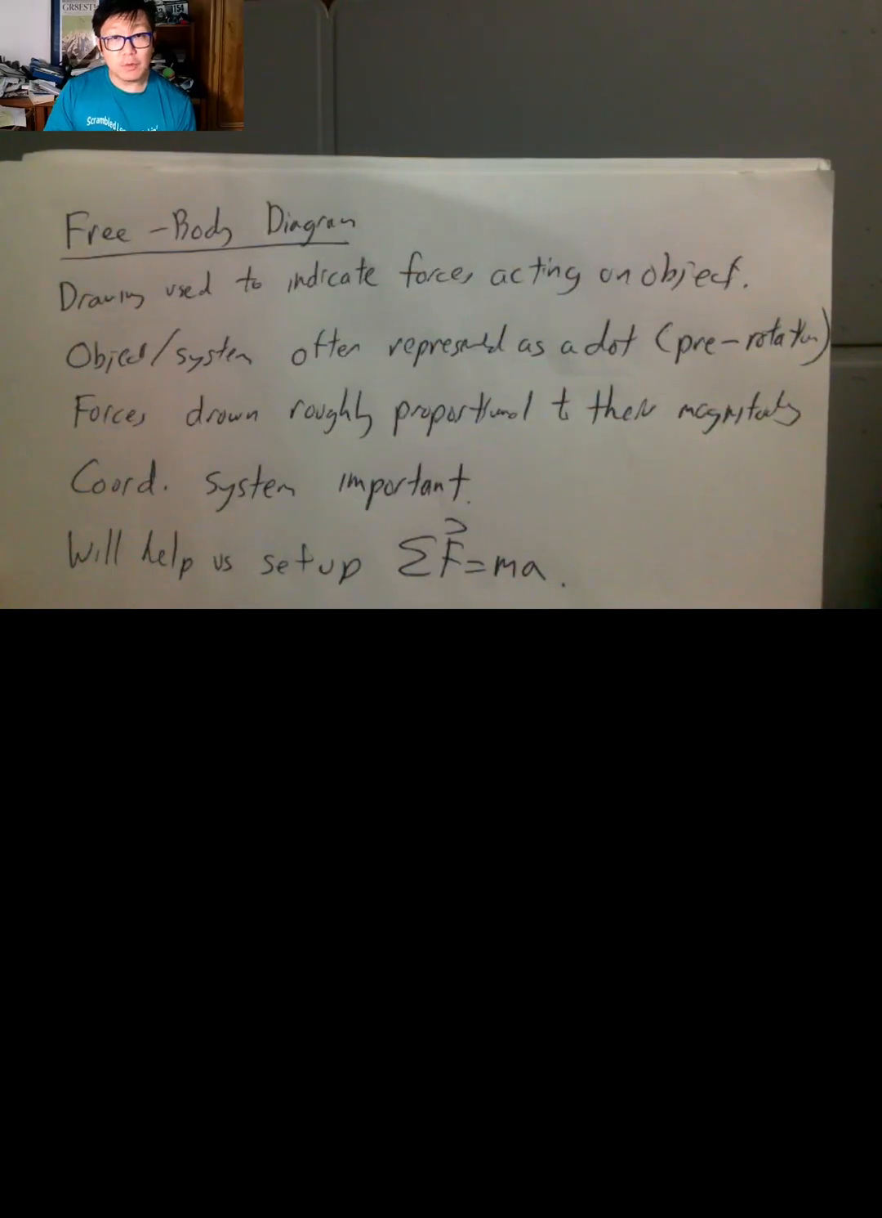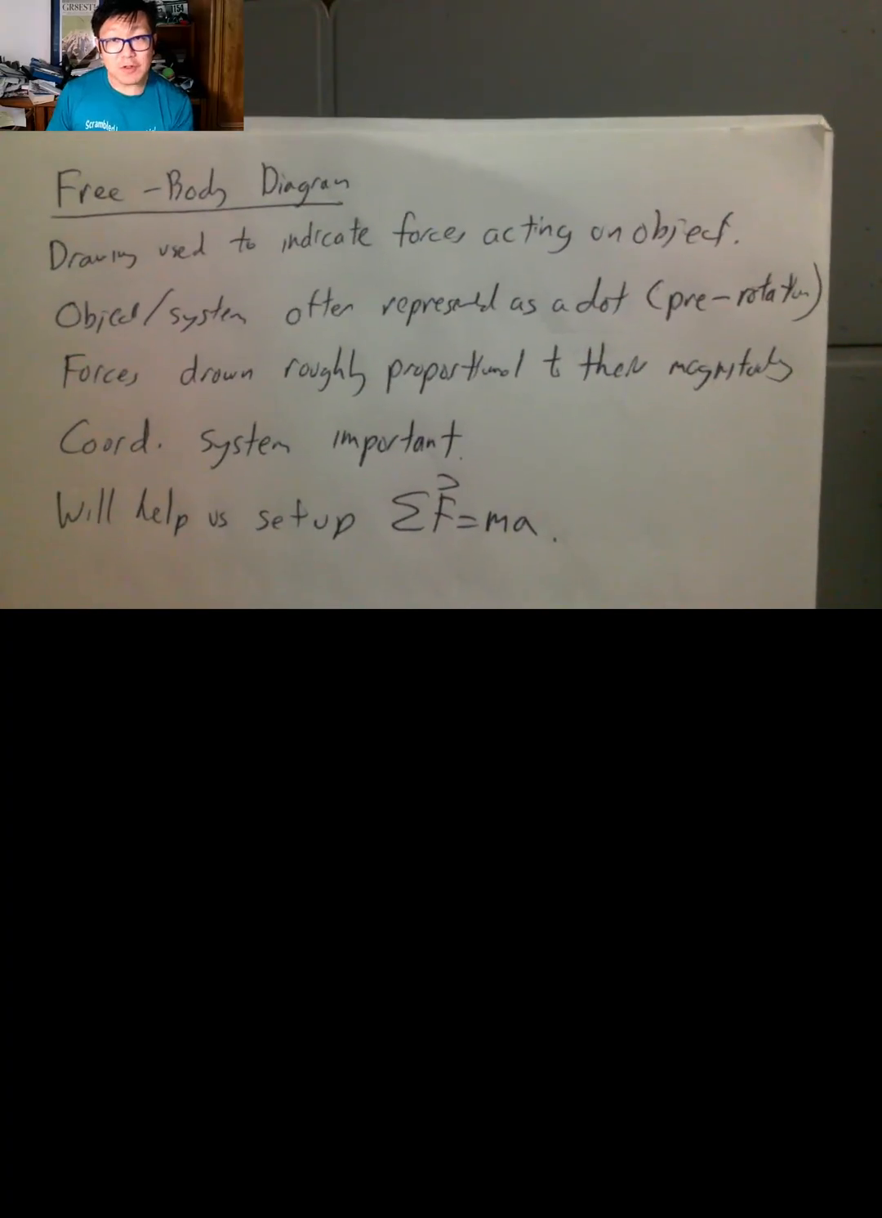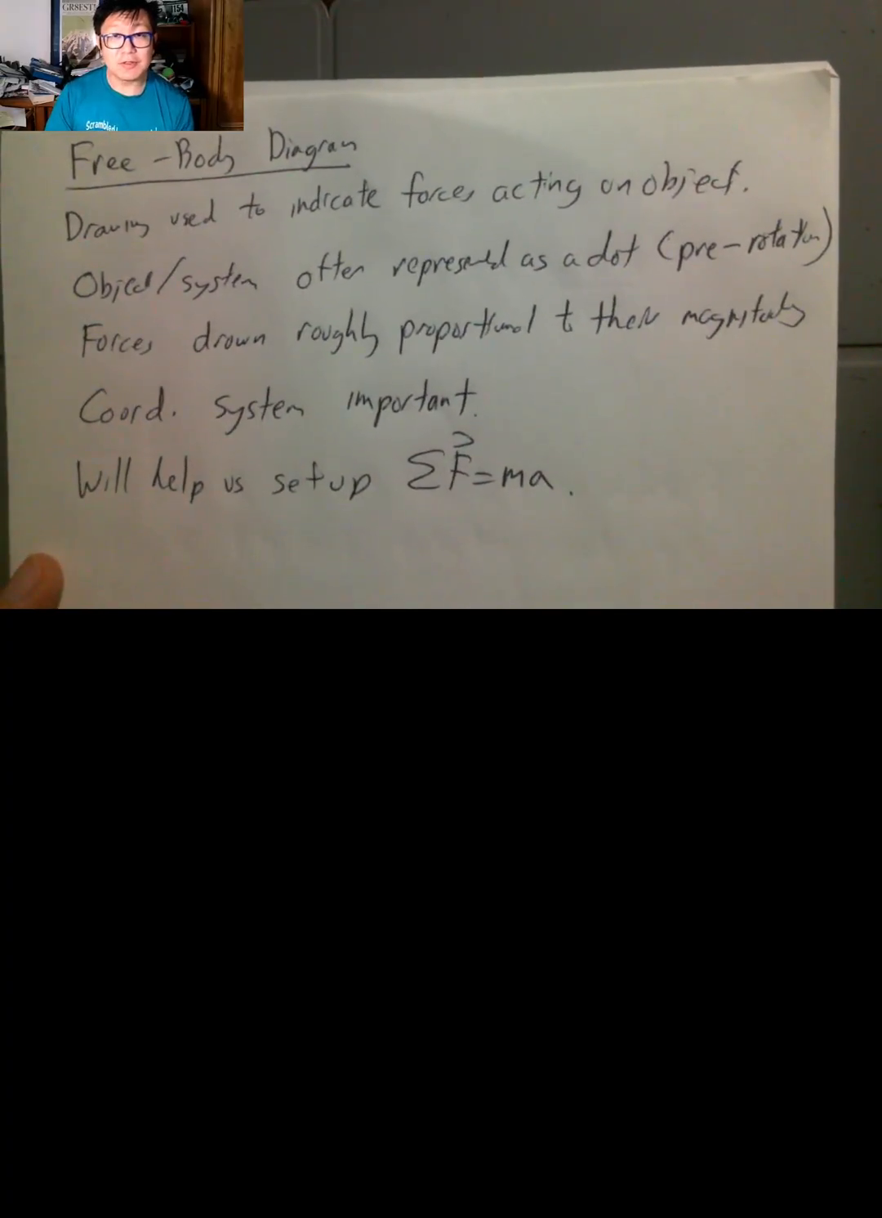One of the tools that we're going to start with is what's called a free body diagram. A free body diagram is a drawing used to indicate forces acting on an object or a system. A system is basically a single object or a cluster of objects that we are going to describe the motion of. The object is often represented as a dot, but it could also be represented as a box or whatever the object is that you're looking at.